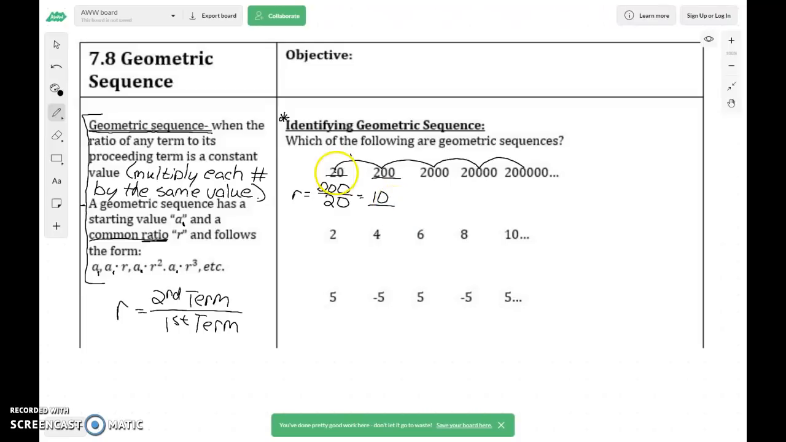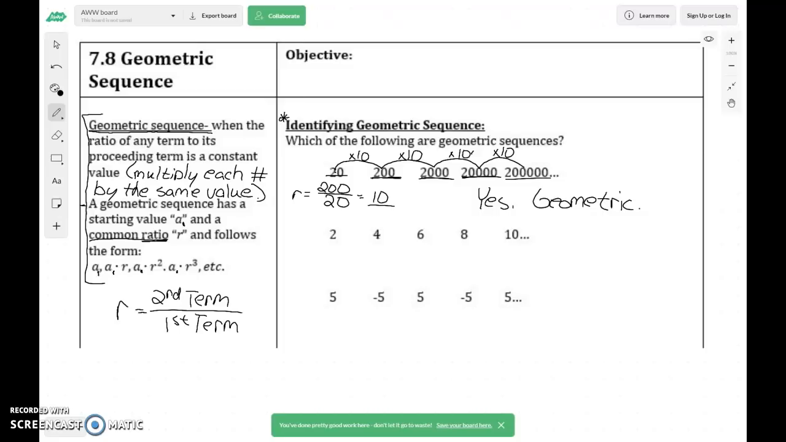First we take 20 times 10, and we get 200. 200 times 10 gives us 2,000. 2,000 times 10 gives us 20,000. 20,000 times 10 gives us 200,000. Since we are multiplying by the same number, 10, each time, we can say that yes, this is geometric. That's basically how we work these problems to determine if a sequence is geometric or not.